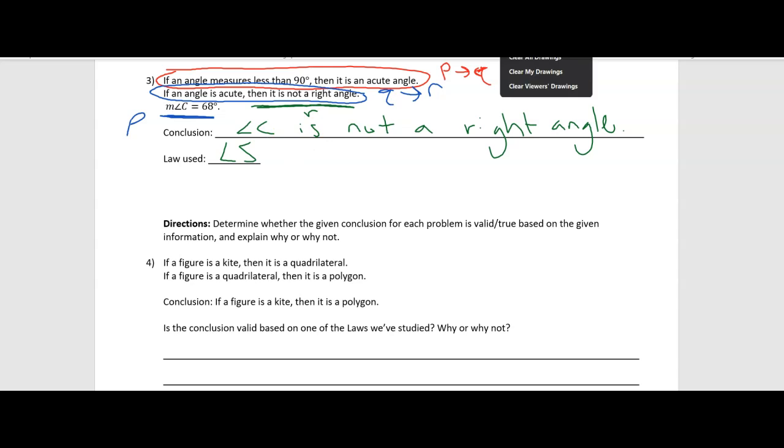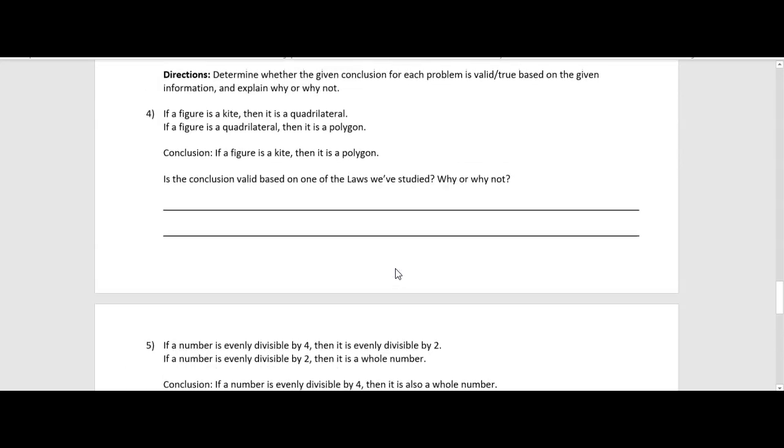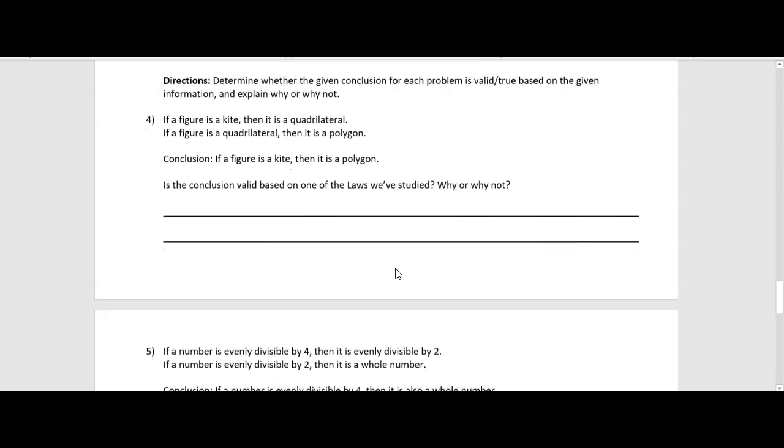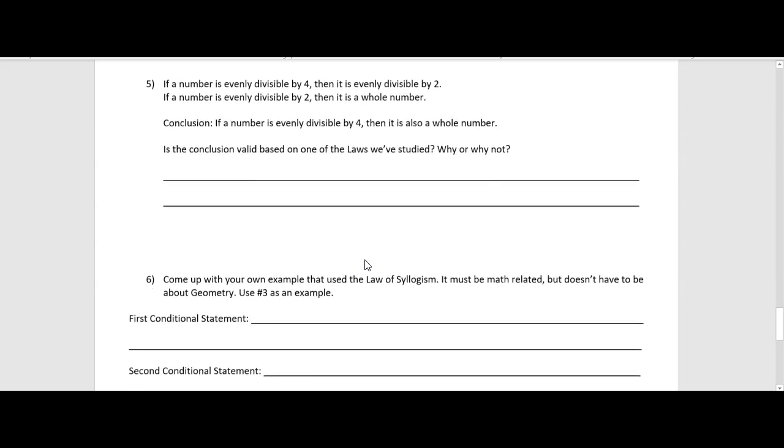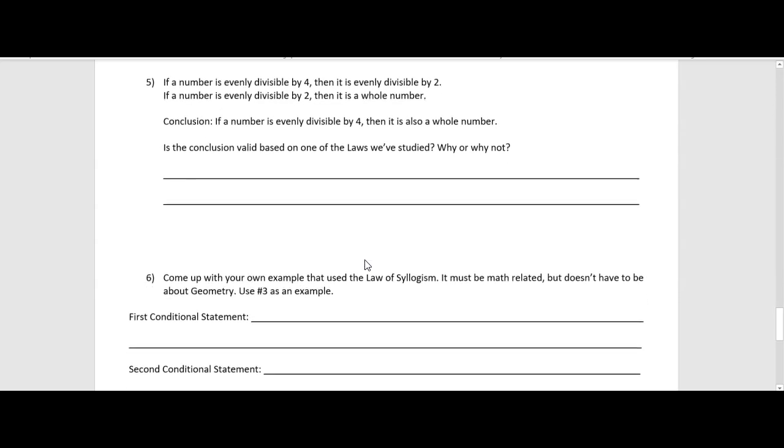The last problem we're going to look at, we're actually going to skip down to number 5. So here, directions say determine whether the given conclusion for each problem is valid based on the given information. If it's not, explain why. So number 5, it says if a number is evenly divisible by 4, then it is evenly divisible by 2. The second statement is if a number is evenly divisible by 2, then it is a whole number. So the conclusion here is if a number is evenly divisible by 4, then it is a whole number. So they're using the law of syllogism, right?